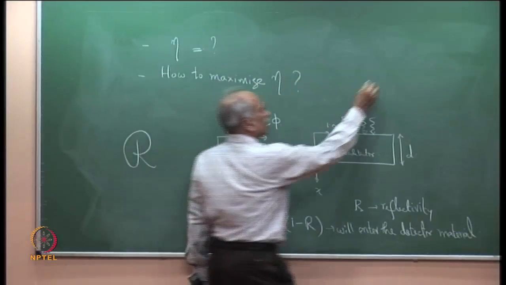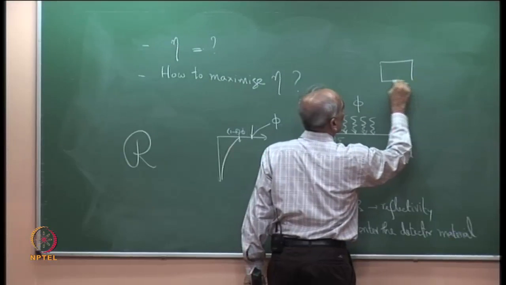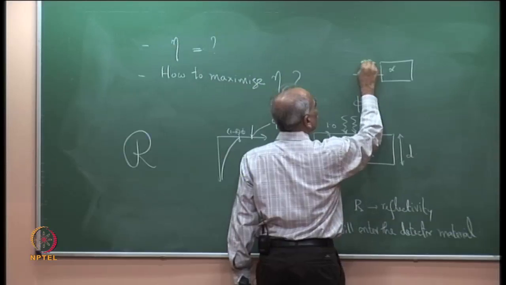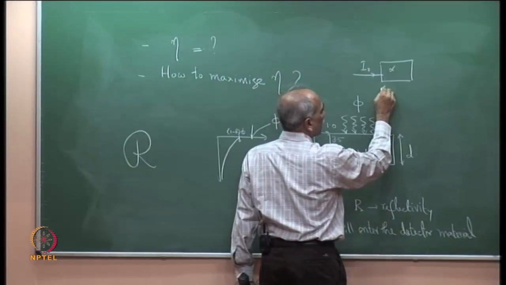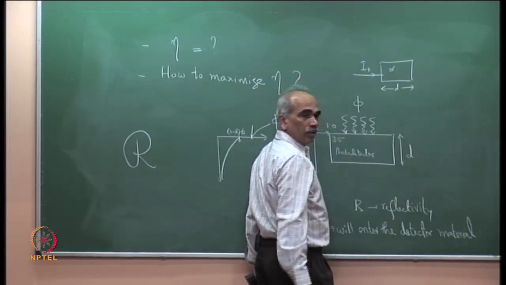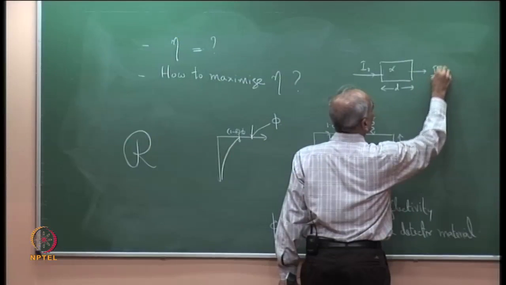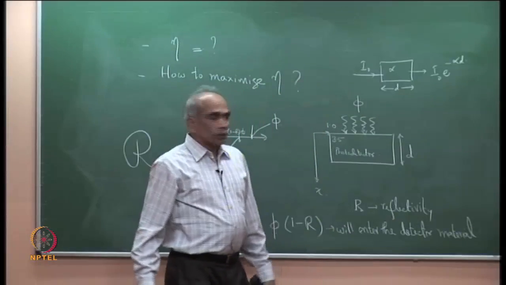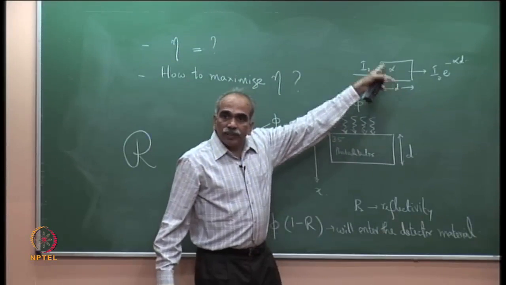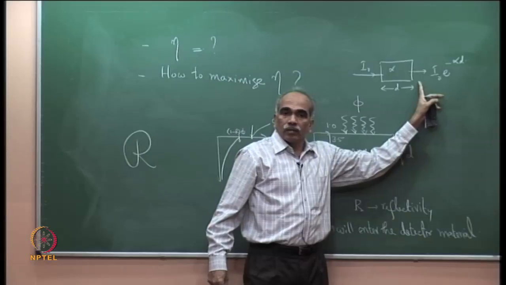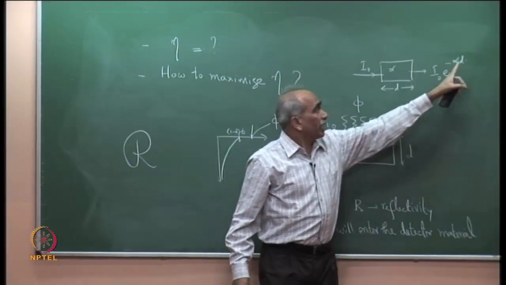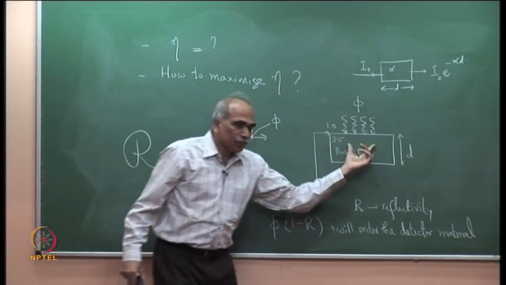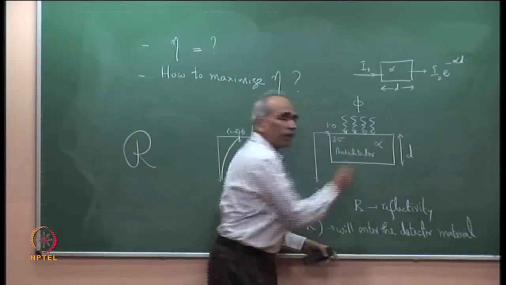Why? If this is the semiconductor which has an absorption coefficient alpha, if I0 is the intensity which is incident and if this thickness is d, then the output is I0 into e to the power minus alpha d. So, inside this medium intensity is exponentially decaying. It is exponentially decaying because alpha is the absorption coefficient of this semiconductor.